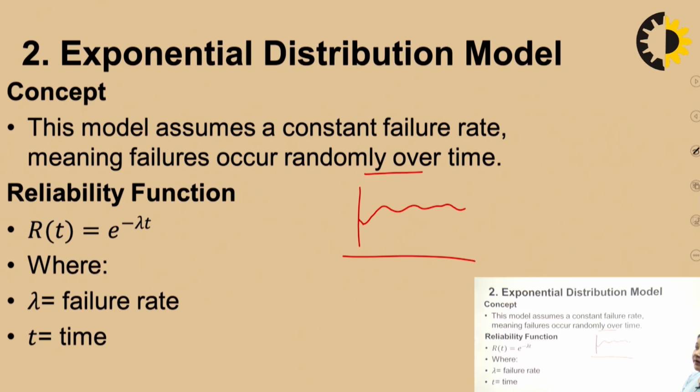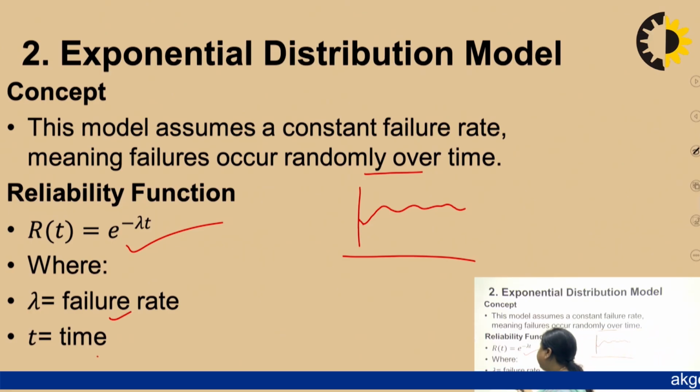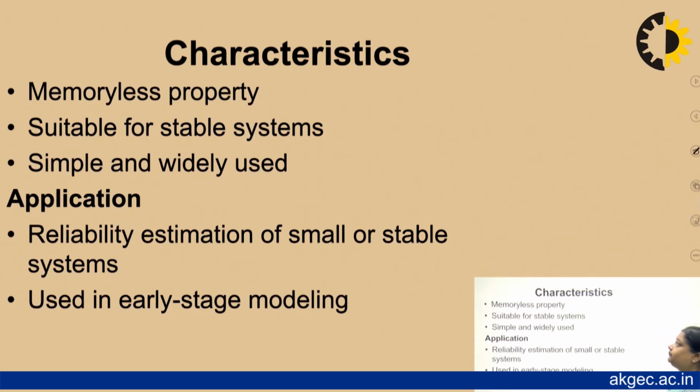the time. So we can get the reliability by using this formula, where this equals the failure rate and t equals time. Now, the characteristics of this model are the memoryless property, and it is suitable for stable systems, simple and widely used. So this model is used very frequently according to the user's need, and the application of this model is reliability estimation of small or stable systems and use in early stage modeling.